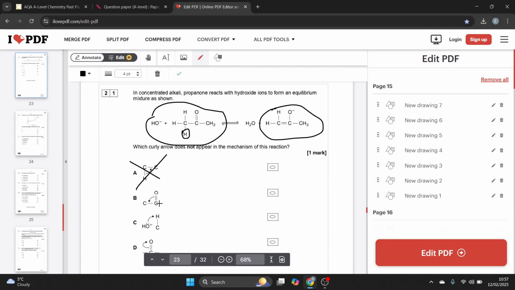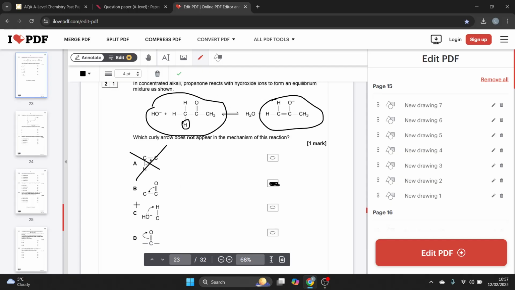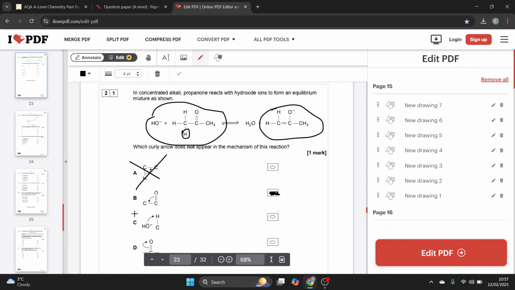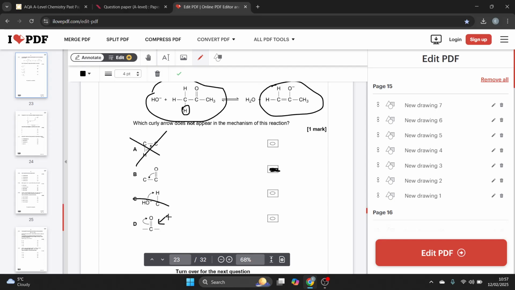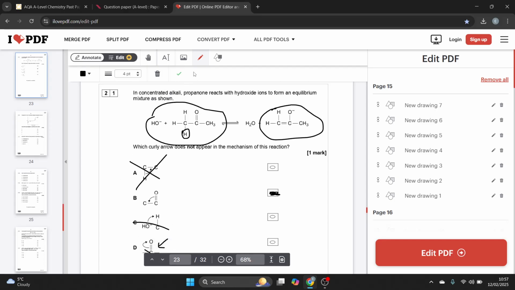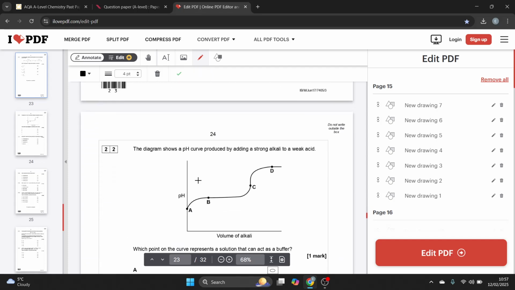B, yeah, B definitely doesn't. Why would you go from the C double bond O to the middle of the C bond? C, yeah, that would, because it bonds to that, and you form your H2O, and then this one, yeah, that's why the oxygen is negatively charged. So therefore, the answer is B.